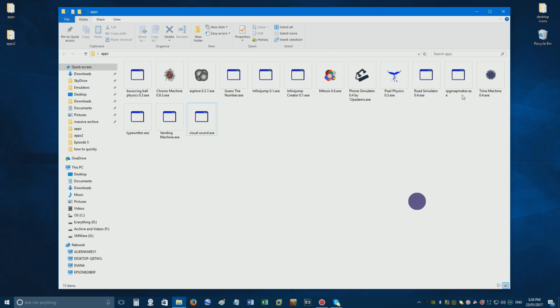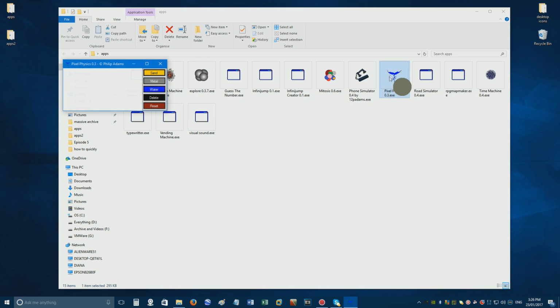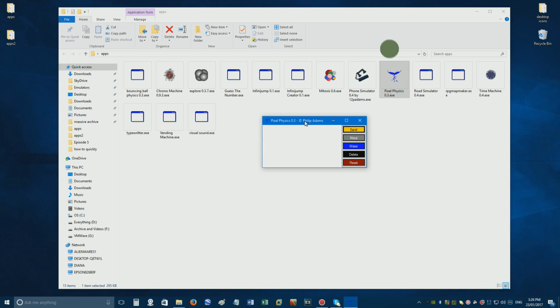You can download all of these applications. They're going to be in the description as apps package 1. We're going to check out now Pixel Physics. Now, this is another application I made ages ago. So the idea is you can draw something. Let's say we draw kind of like a little metal bucket like this.